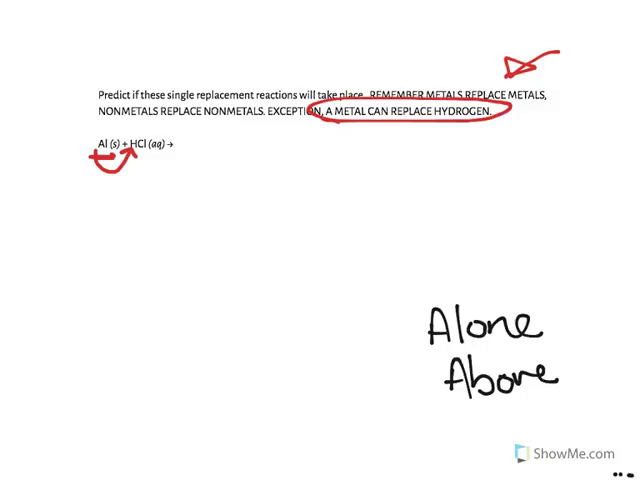So how can I tell if that's going to take place? I look at where aluminum and hydrogen are on the activity series. And I notice that, in fact, yes, aluminum is above hydrogen. So this reaction will take place. What will this reaction be? Well, at this point, all you need to know is how to predict if this reaction will take place. But here's the reaction that takes place.